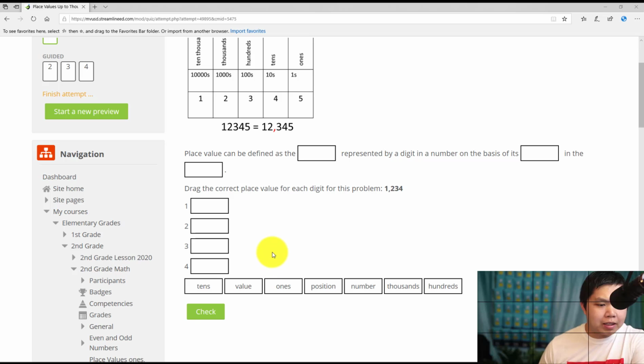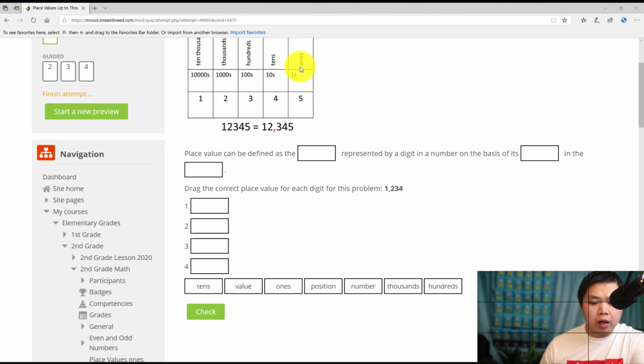Let's try an example problem. If you go to streamline.com, using the link below, you can practice the problem by yourself. So for place values, here I have the table of the place values for you. And again, a comma or without a comma is the same values. A place value can be defined as the blank represented by a digit in a number on the basis of its blank in the blank.